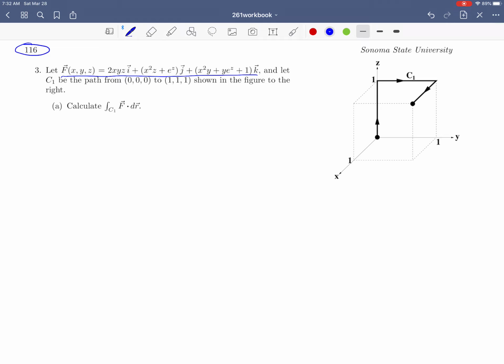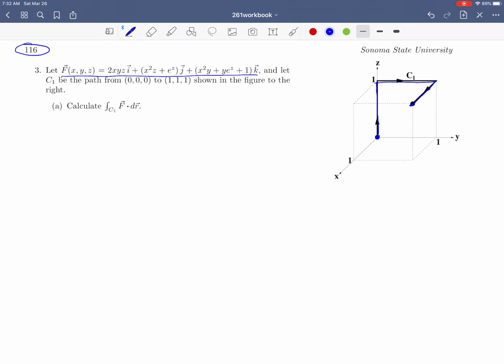So they're giving us a vector field, with 3 components since we're in 3 dimensions here. And they're giving us a path that's kind of complicated. C1 is a path that goes from 0, 0 to 1, 1 on 3 separate line segments. We first go up along the z-axis, then we move over a little bit, and finally we come to 1, 1.